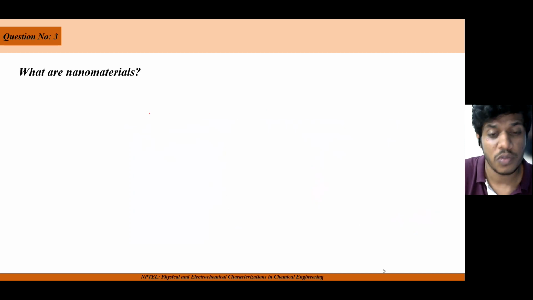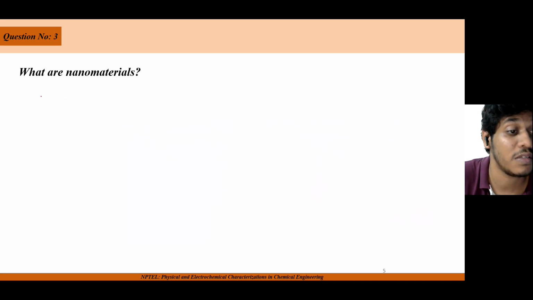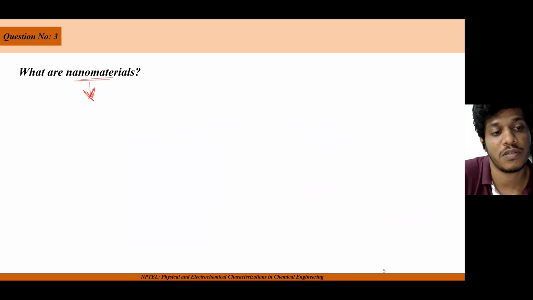What are nanomaterials? Nanomaterials are one of the very fundamental things that material scientists deal with on a daily basis. We play with these nanomaterials to get information or to make use of them for various practical applications ranging from pharmaceuticals to energy storage devices. So what is a nanomaterial?